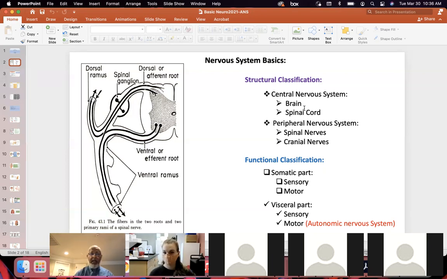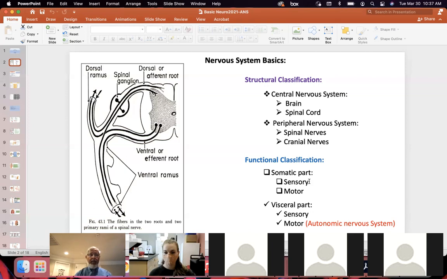Okay. Now, if we go to the functional classification, functionally we divide the nervous system into two parts. One we call the somatic nervous system. When we say somatic, it is the nervous system that controls the parts of our body that are under our voluntary control. So which structure is under our voluntary control? It is the skeletal muscle, right? The skeletal muscle will be part of the somatic nervous system.